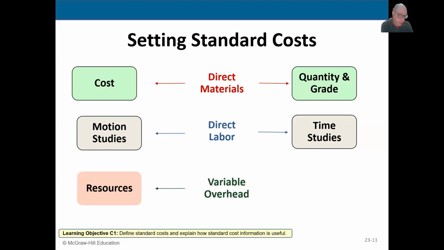So rate times time gives me my standard direct labor cost, right? How do we figure that out? That's what the motion studies are. That gives us an idea of what their hourly rate is. The time studies are the amount of time that they're, on average, spending on producing a product. I call those time studies. They're also known as time tickets, right?